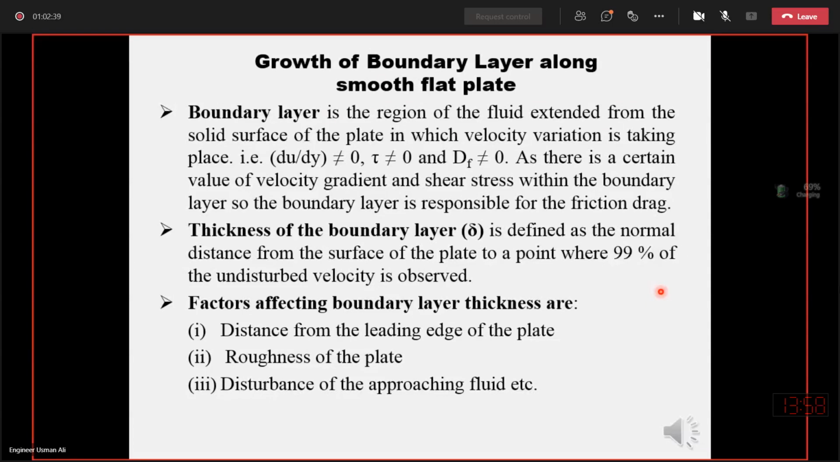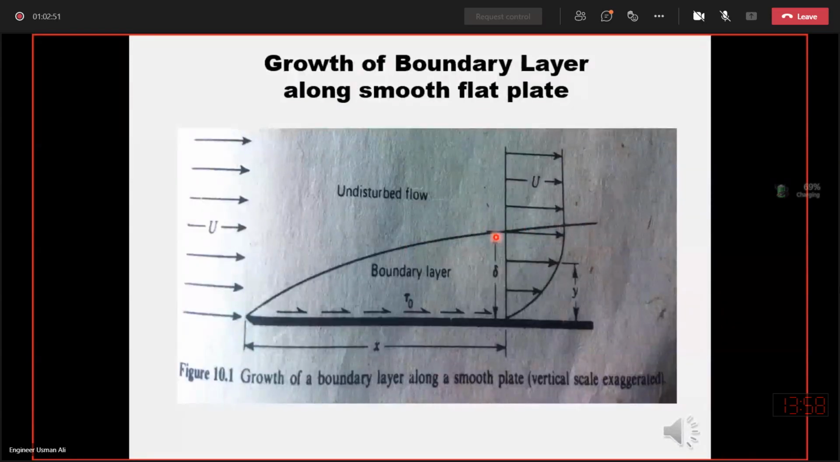So, as I showed in the figure, on this line, the velocity. From the surface of the plate up to the curve or profile, this normal distance is known as the thickness of the boundary layer.